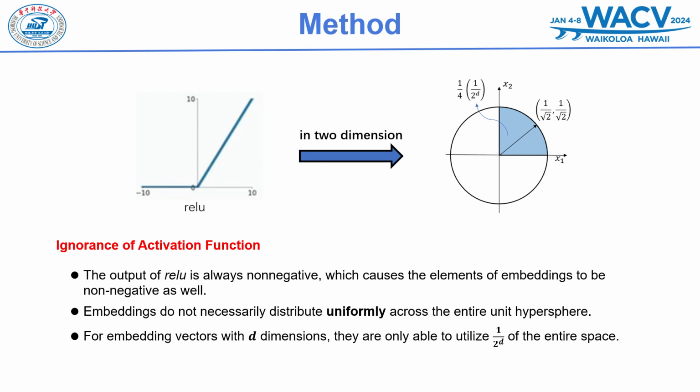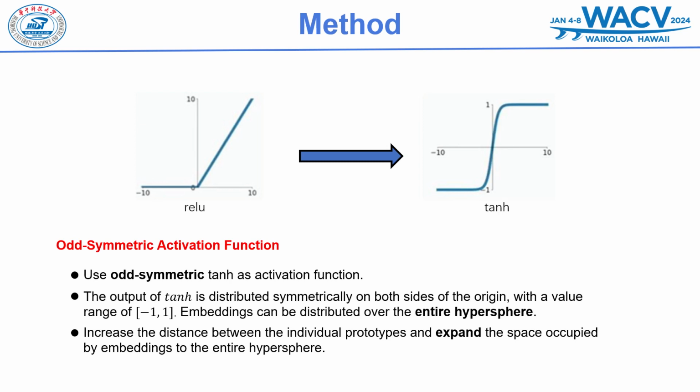For embedding vectors with d dimensions, they are only able to utilize 1 divided by 2 to the d's power of the entire space. This means a large portion of the hypersphere is unused, which may lead to a crowded space. Therefore, we adopt the odd-symmetric activation function tan. Unlike ReLU, which only outputs non-negative values, the output of tan is distributed symmetrically on both sides of the origin. By using tan as the activation function, embeddings can be distributed over the entire hypersphere, thereby improving the sparsity of the feature space.